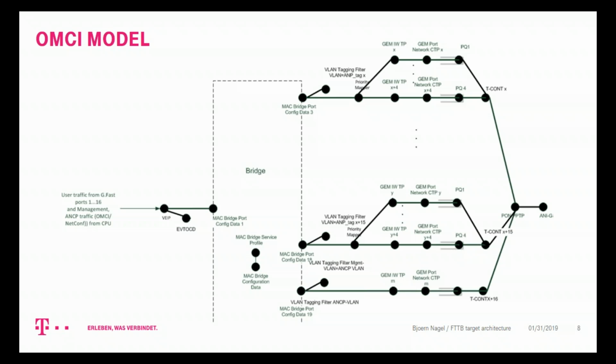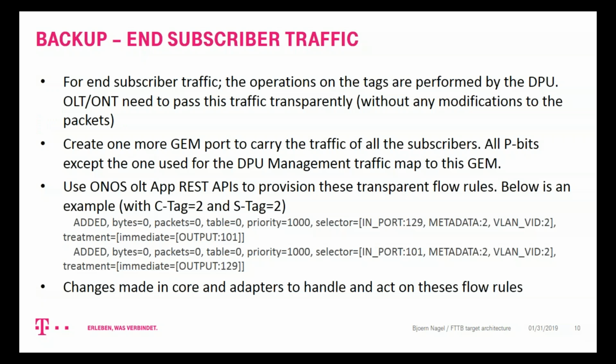So that's the target thing, and here are some statements about the current realization in our POC that I discussed already with the guy who made the realization in our POC. So there we have only one gem port carries all the traffic of all the subscribers today with all P-bits except the one used for the management traffic.